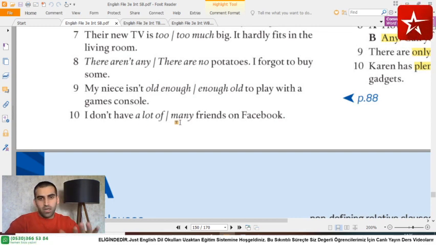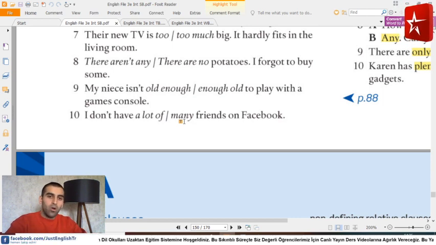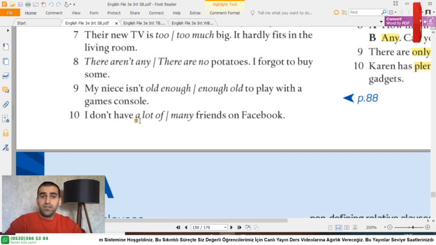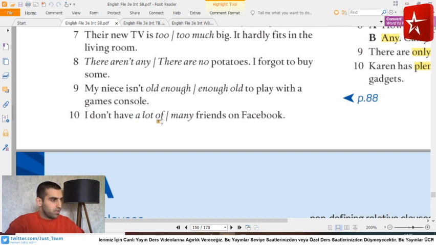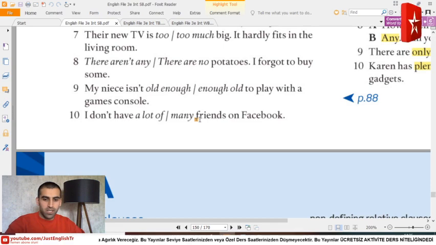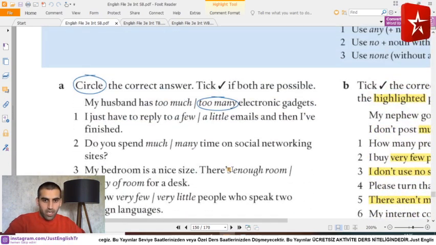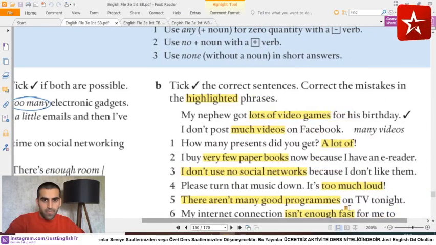Why? Because we can use many in negative sentences, and I also told you that we can use a lot of in negative sentences as well. So no problem. Both of them are correct. A lot of friends and many friends. Irina says many, probably both, and then she wrote both. Both of them are correct. Okay, and let's continue with part B.